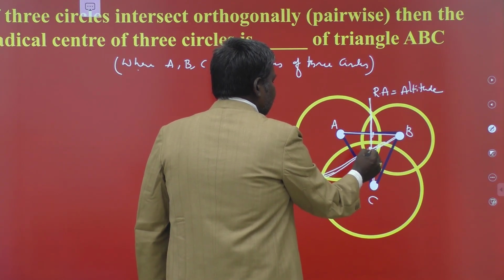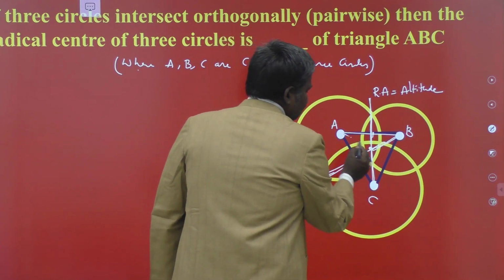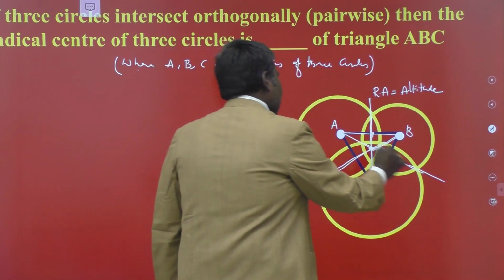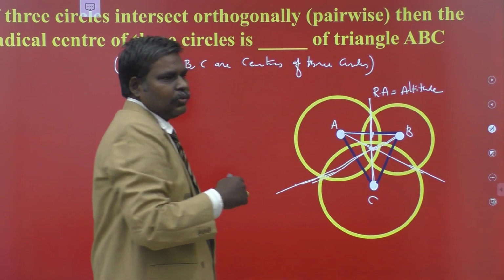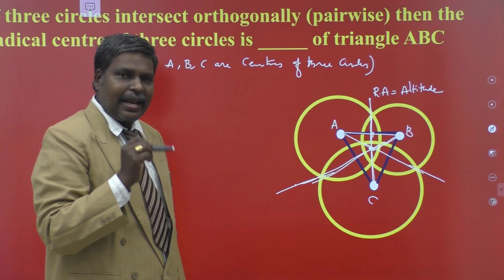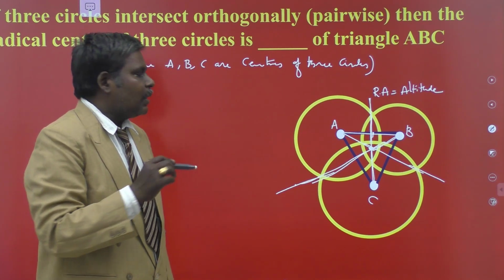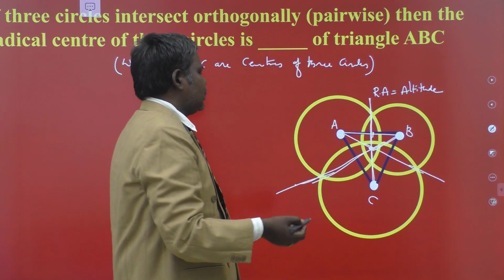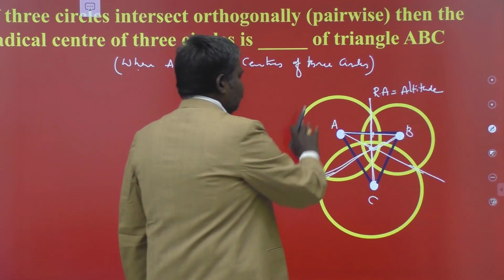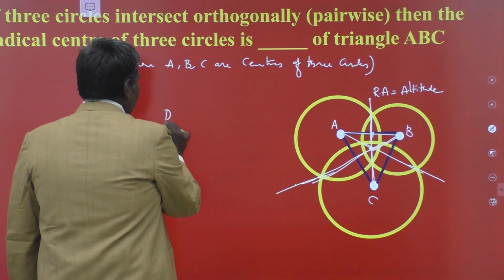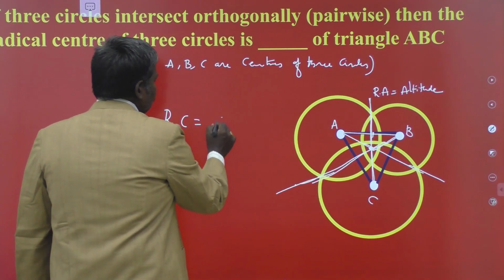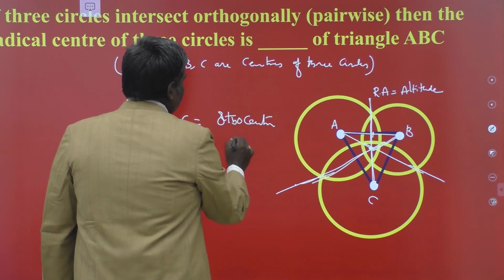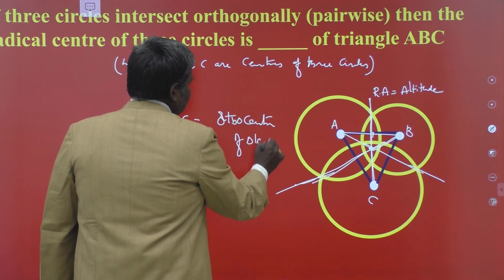So these two intersect at this point. Similarly there exists another altitude here. This is the radical axis. The radical axis becomes altitude here. So the point of concurrence of radical axes is what? Radical center. The point of concurrence of altitudes is what at the same time? Orthocenter. So the radical center of the three circles becomes what now? Radical center is equal to the orthocenter of the triangle ABC.